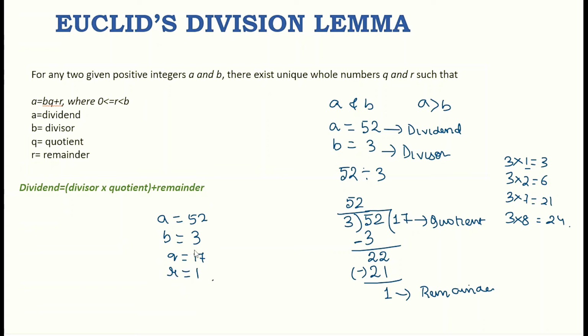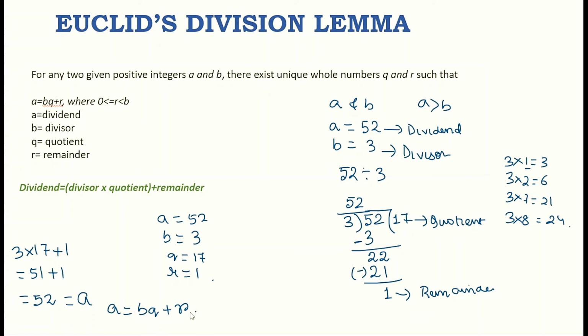Now there is a specific formula according to Euclid's division lemma that if you use the combination of b, q and r, you can actually get the value of the dividend. So let's check, b multiplied by q plus r. What is b over here? 3. What is q over here? 17. And what is r over here? 1. So 17 into 3 gives us 51, plus 1, so you are getting 52 as the value. It is exactly equal to the dividend, that is a. So from here we can say that a is equal to bq plus r.